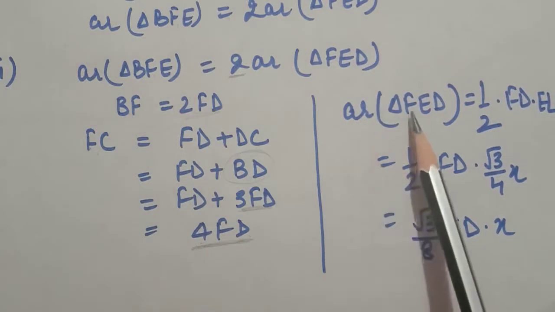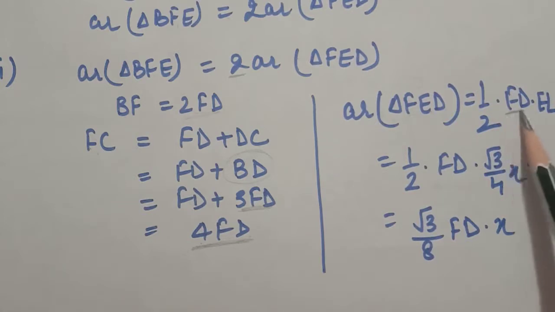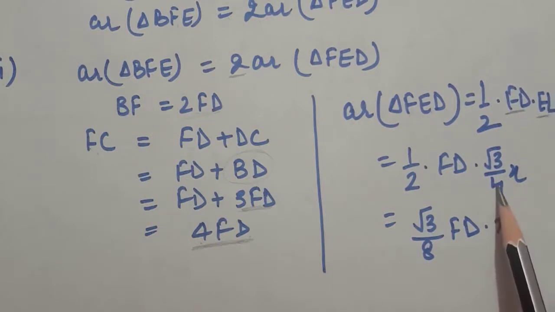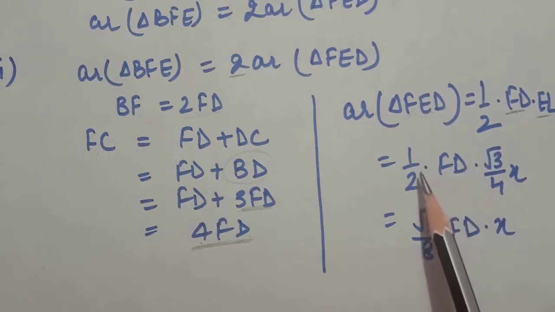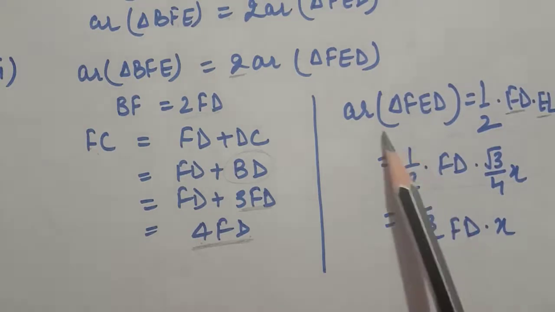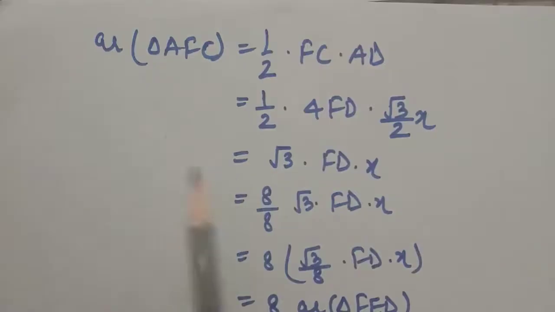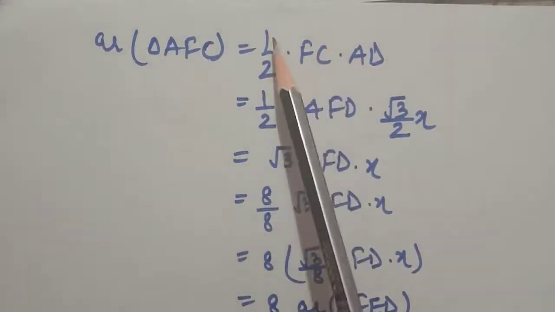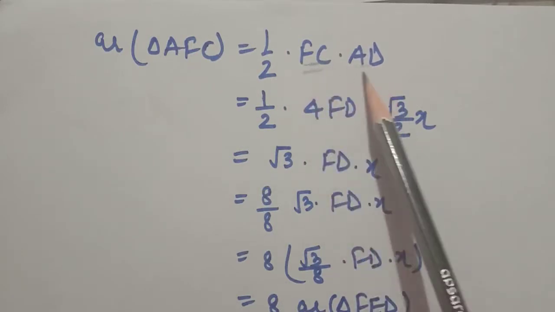Now area of triangle FED is equal to half into base FD into perpendicular EL. So we will put the value. We know the value of EL from your previous part, which we found with the help of Pythagoras theorem, which is root 3 by 4 x. Now with the multiplication, we have root 3 by 8 FD into x. This is the value of the area of triangle FED.